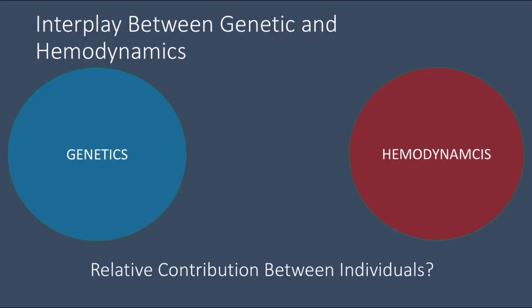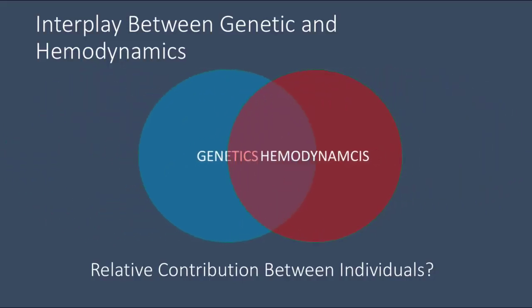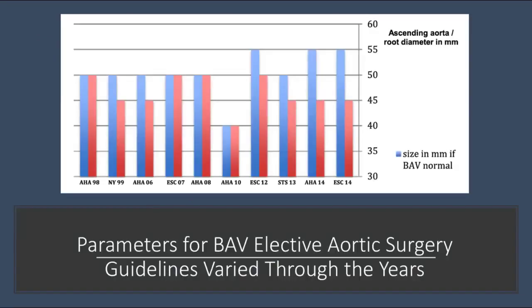So we know that there's this interplay between genetics and hemodynamics, but unfortunately, I don't think we still understand what the relative contribution is for a particular individual. And this has not allowed us to give more specific guidelines. So I'd like to now segue to the guidelines.